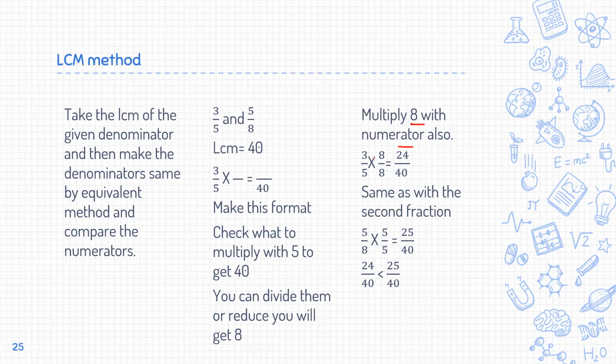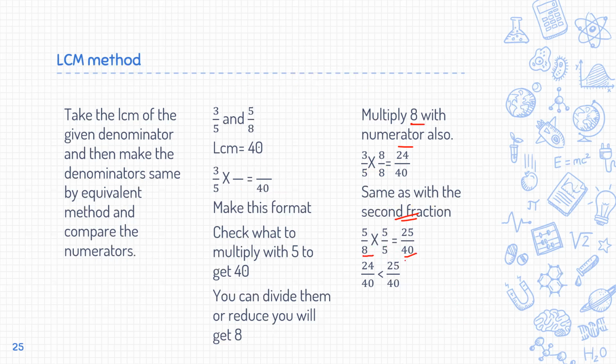Now multiply 8 with the numerator also, that we've done. And now we just have to remember this format. You have to make this type of format, same as with the second fraction, 5 upon 8 into 40.